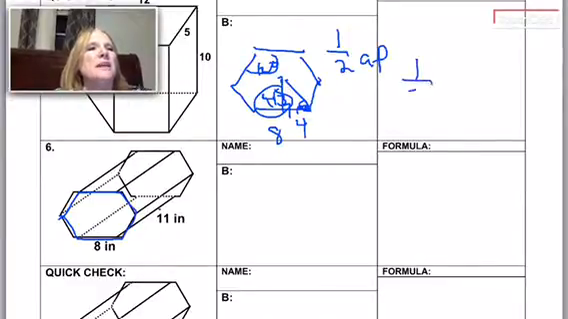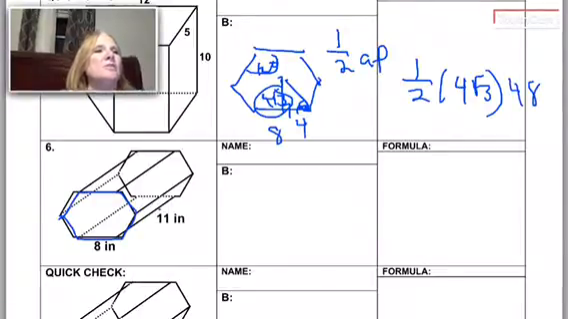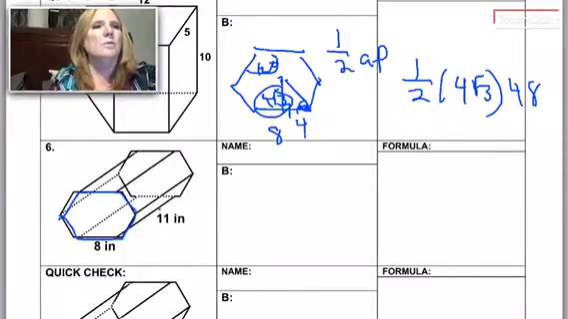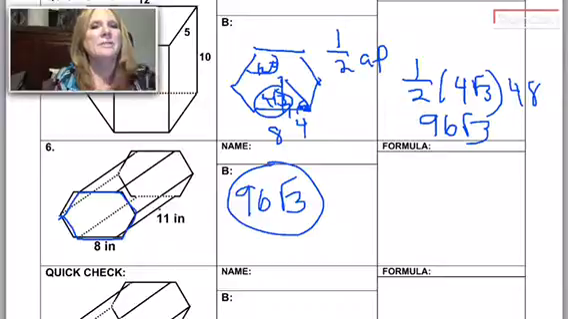So this is going to be 1/2 times 4 to the square root of 3. And then the perimeter, if each side is 8 and there are 6 of them, is going to be 48. So we're going to multiply 48 times 4 times 1/2. And so that will be 96 to the square root of 3. And so 96 to the square root of 3 is the area of the base, which is a regular hexagon.